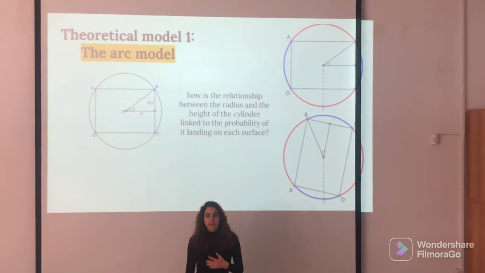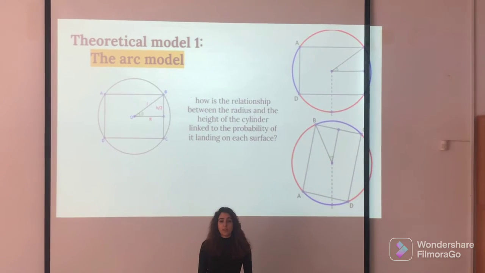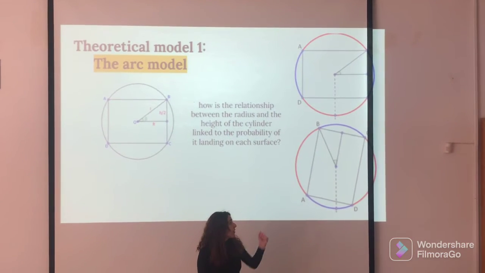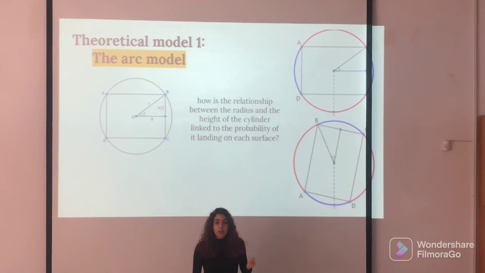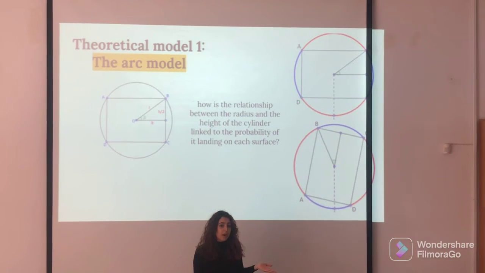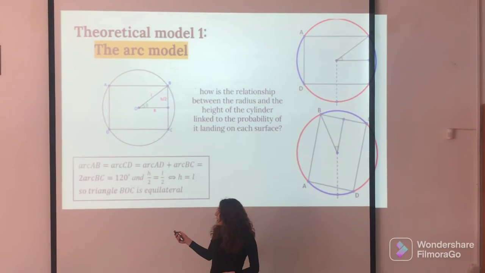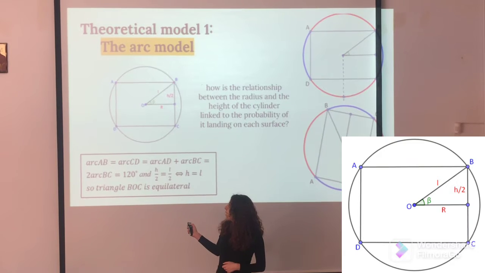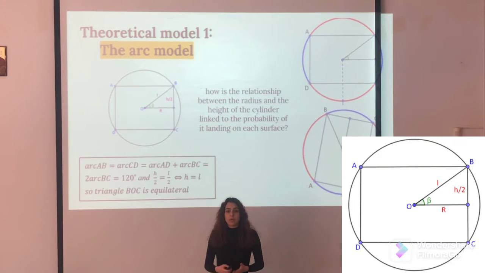In order to investigate the changes in the geometrical characteristics, we formed two models. This is the first theoretical model, the arc model, which is based on the formation of a circle around the cylinder. So, we have here arcs AB, BC, CD, and DA. Whichever arc the vertical line that connects the center of mass to the ground dissects, this is the side that the cylinder will land on. So, based on this, we need 4 equal arcs, which means that triangle BOC in this figure will be equilateral, meaning the angle B here will be equal to 30 degrees.